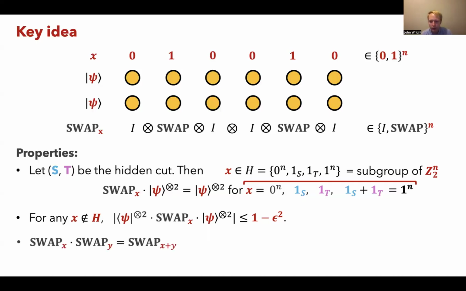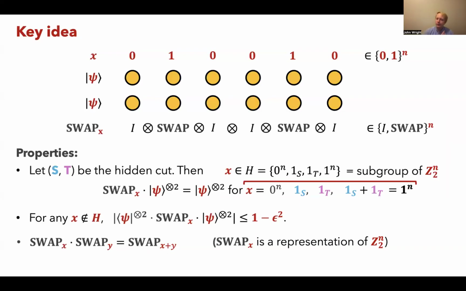One more thing, I think this is the last thing, is that these swap matrices, if I take swap of x and multiply it by swap of y, I get swap of x plus y. So these swap matrices respect the group structure of Z2 to the n. And as a result, these swap x matrices actually form a representation of Z2 to the n, for those of you who are into representation theory.